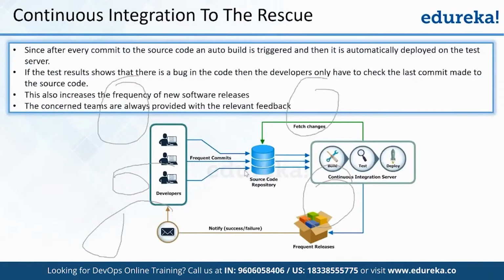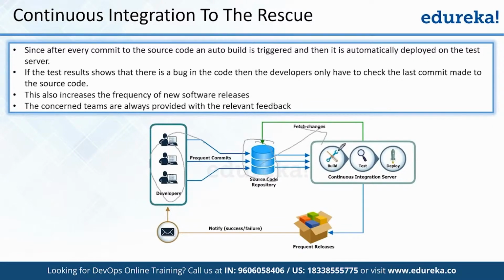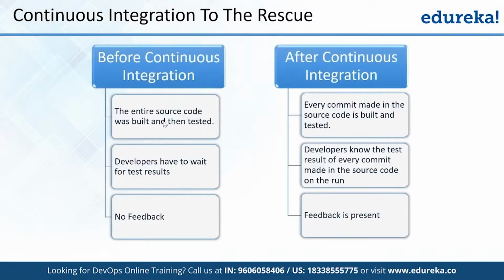Now in the continuous integration process, you have frequent commits in the source code. The moment it is committed, you will have your build, test cases, deploy, and all the audit facilities will be invoked, which will in turn send you notifications if any one of them fails. So for each and every commit or group of commits, you will get frequent feedback. Before continuous integration, the entire source code was built and then tested, and the developer had to wait for test results. After continuous integration, every commit is built and tested, and the developer knows the test result every moment for each commit.